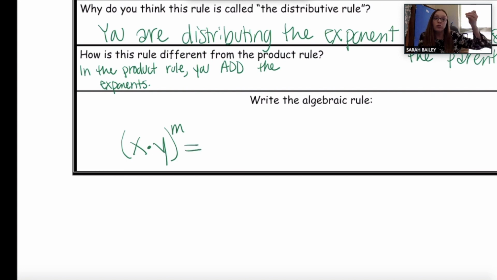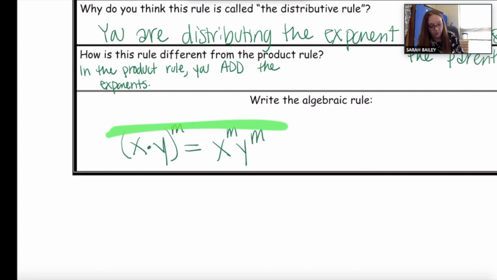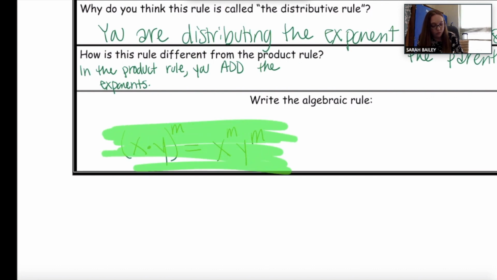So if you're distributing that exponent, that's going to be the same as x to the m times y to the m. So that is your rule for this particular one. Okay, let's go to the next page.